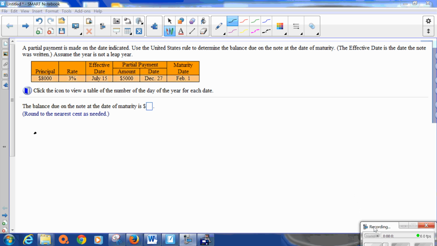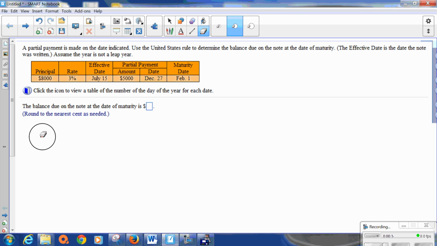In this video, we're going to look at how to complete a partial payment problem where you have gone in and taken out a loan or a note for a given amount of money, and then you come in and make a partial payment part of the way through the loan date. According to the United States rule, we have to stop everything, calculate the interest, then take off your payment, and then from that partial payment to the maturity date, use that new principal to figure out how much you will owe at maturity.